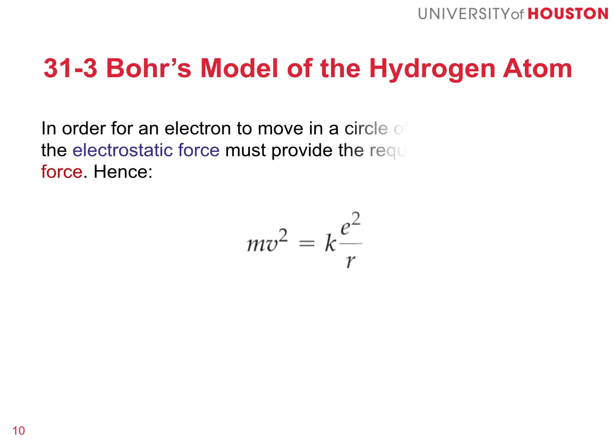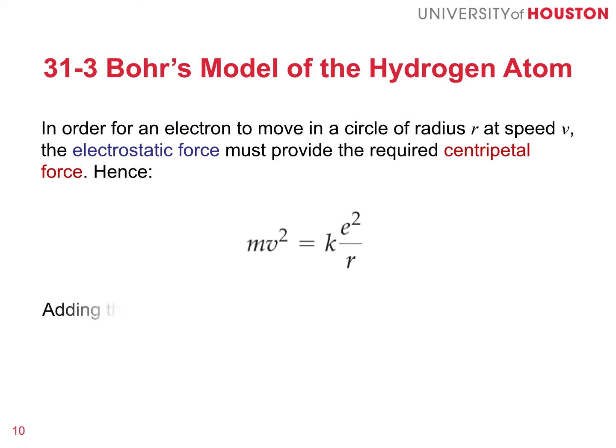In order for an electron to move in a circle of radius r at speed v, the electrostatic force must provide the required centripetal force to have this circular orbit. This means that mv squared over r, which is the centripetal force, has to equal k e squared over r squared, which is the electrostatic force. The same principle applies for gravitational orbits, where the gravitational force has to equal the centripetal force in order to have a circular orbit.